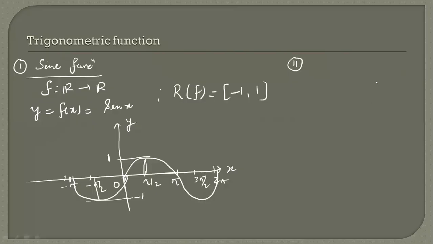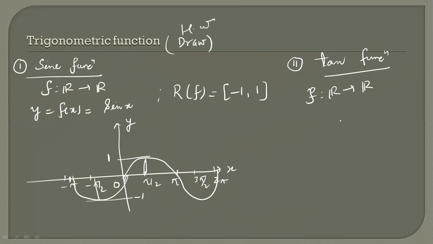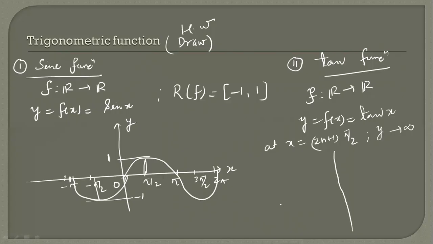Similarly, you can draw the cosine function. I am taking the tan function here. So the function is from real to real. I'm giving you homework: draw all the trigonometric functions. So here y is equal to f(x) equal to tan x. At x equal to an odd multiple of pi by 2, you will get y tending to infinity. Tan pi by 2 is going to be infinity. Tan minus pi by 2 is going to be infinity.